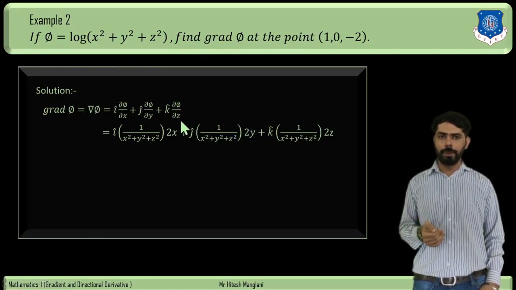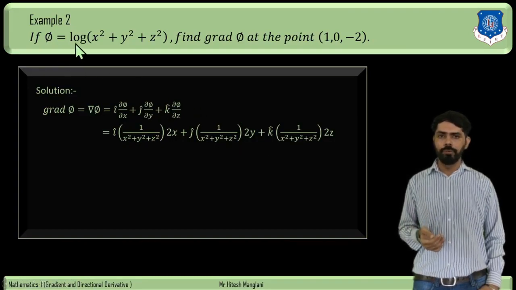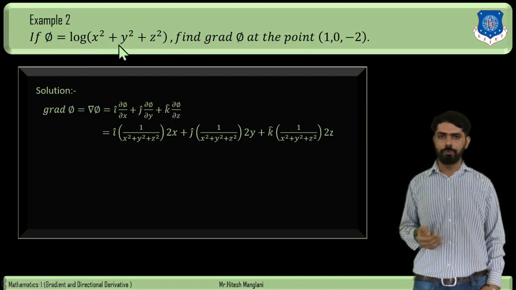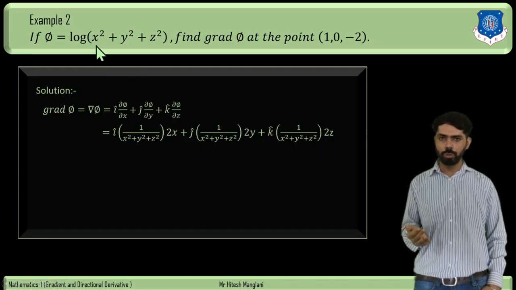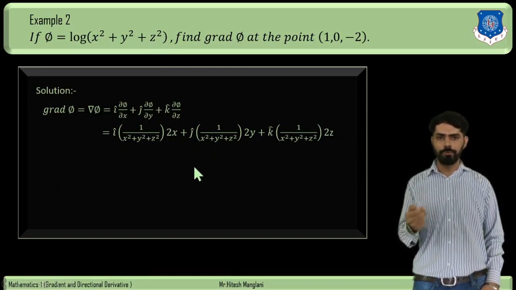Now we will find out del phi by del z. That means partial differentiation of function phi with respect to z. So x and y are constant. So here derivative of log x is 1 divided by x square plus y square plus z square. Now we will find out derivative of bracket also. So here derivative of first term will be 0, derivative of second term will be 0, and derivative of third term, that is z square, will be 2z. So this is gradient phi.